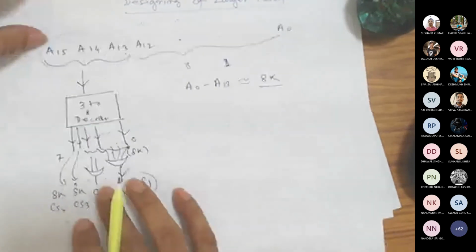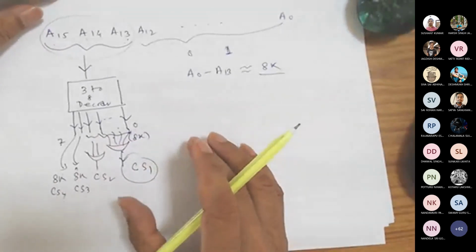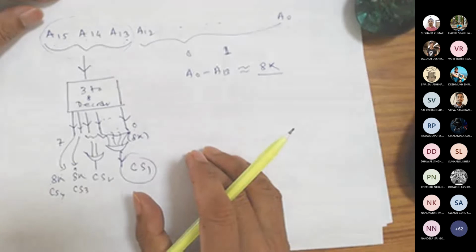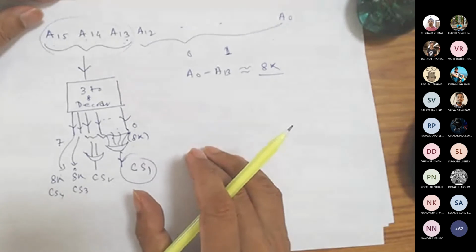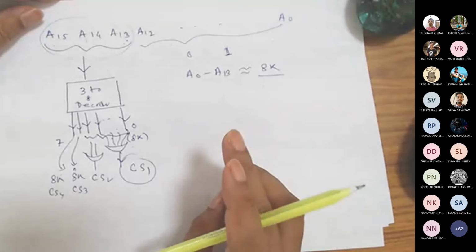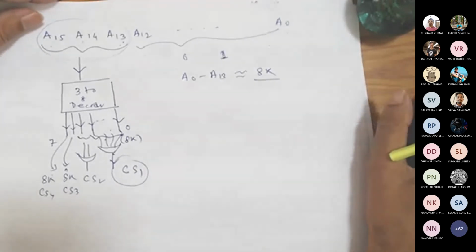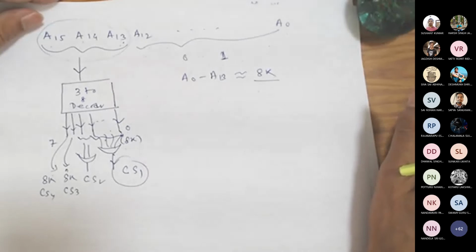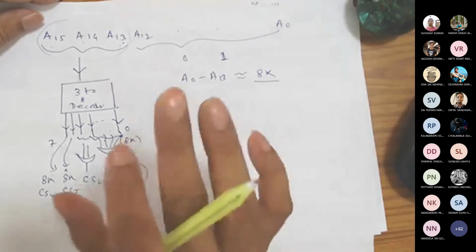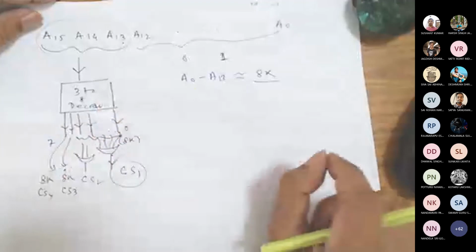Is that clear? This decoding? Hello? Is the concept clear, that how different ranges can be mapped?